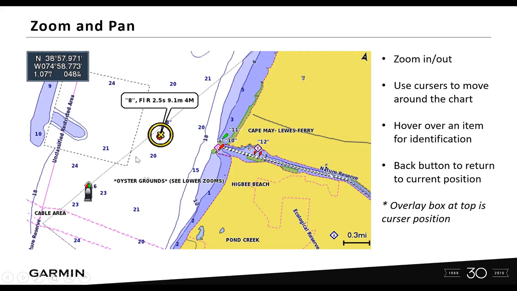From where we are here, you can look at this box at the top. This is your cursor position. It gives me the coordinates of my cursor, this yellow X. It tells me how far away it is, 1.07 miles away, and it tells me what heading I need to be on to get to that cursor. So that is panning and zooming.